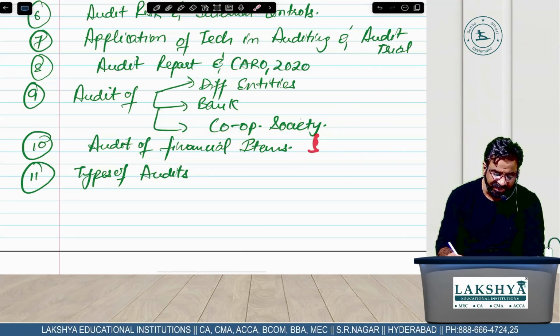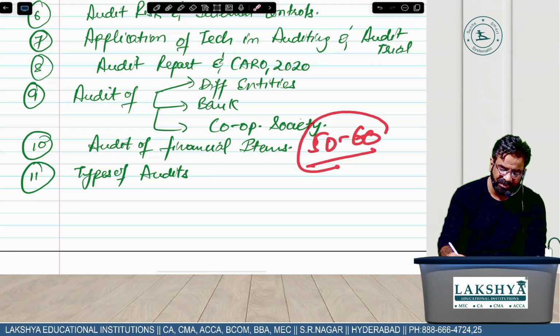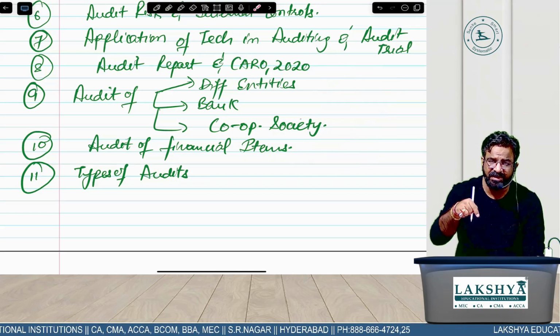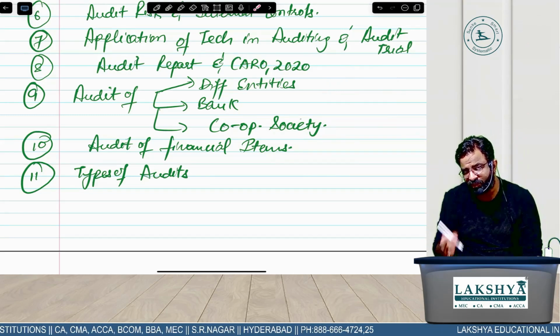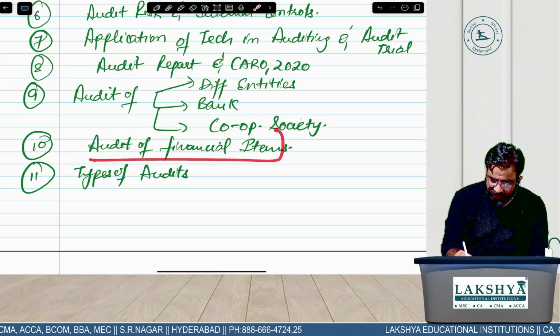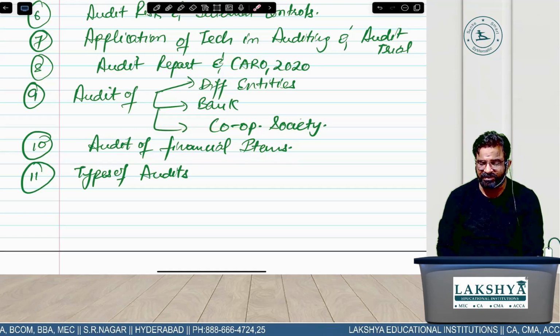Obviously all 50-60 you can't read and you can't retain. It's better to focus on 16 to 17 topics which we had discussed in the class, and make sure that you do only those topics. Remaining automatically will come. So that is how you can end this chapter, audit of financial items.